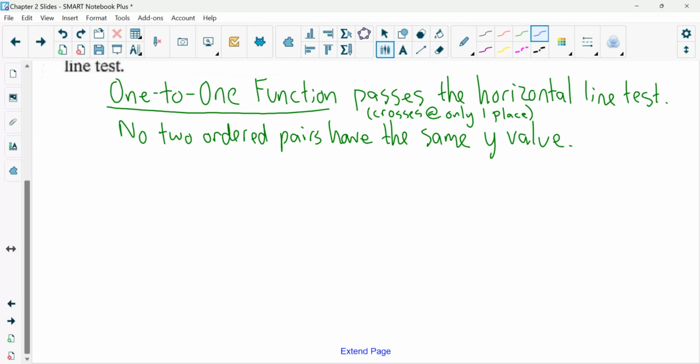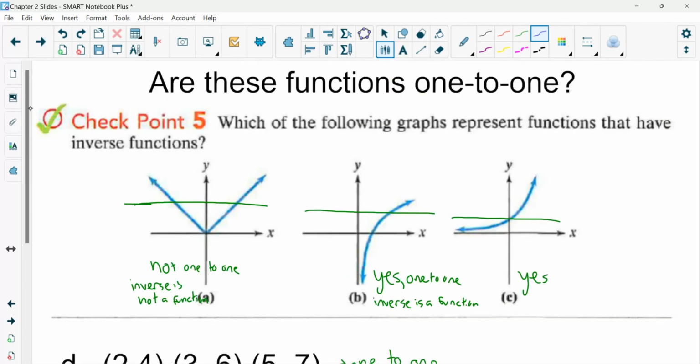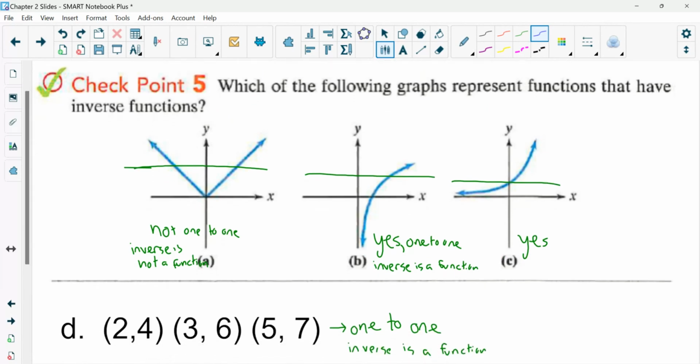Okay, so as we went, and again, we kind of went over these a little fast yesterday at the end of the period, but this absolute value graph, we put the horizontal line in there, and you see it crosses at two spots. So that's not one-to-one, and that means the inverse would not be a function. Okay, that's what that means. If it is one-to-one, then the inverse is a function. So the other two, B and C, the horizontal line crosses at only one spot. So those are one-to-one, which means our inverse is a function.